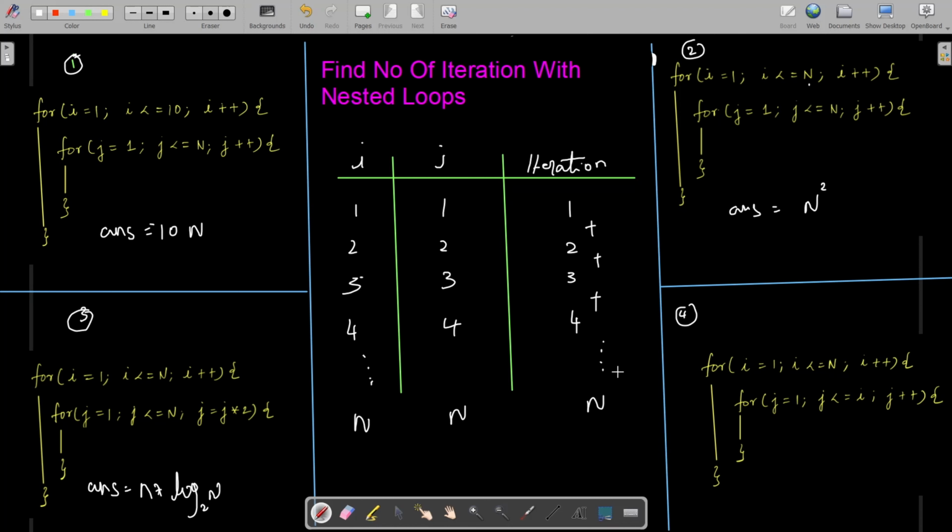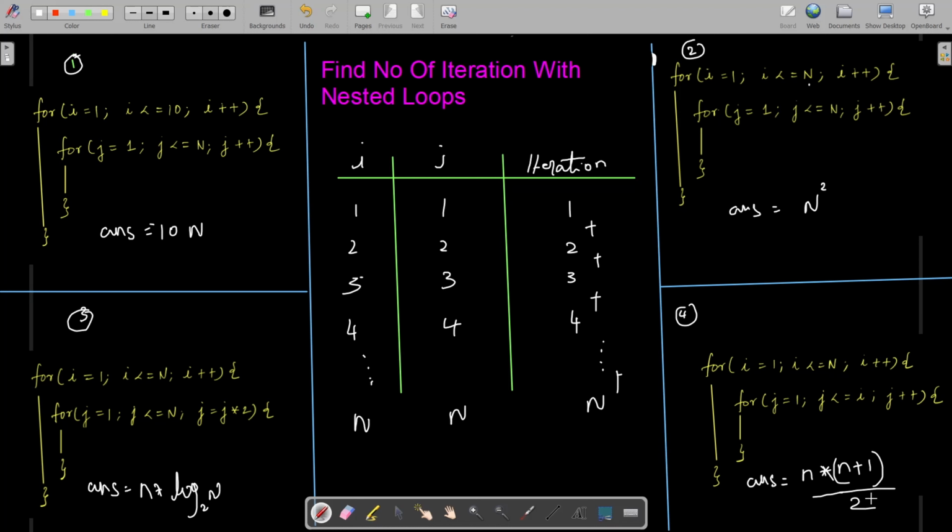If my i is n, the j loop will run n times, so the total iteration is 1 plus 2 plus 3 up to n. At the very beginning I told you we have a formula for the sum of n natural numbers, 1 plus 2 plus 3 plus 4 till n. So the total number of iterations is very simple: n into n plus 1 by 2. So this is the answer.